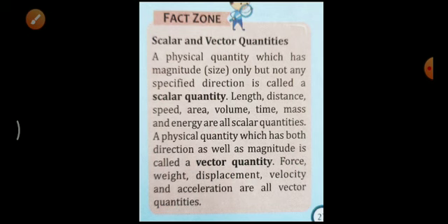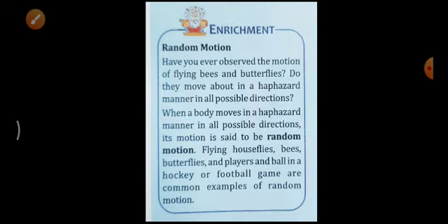Okay. So scalar and vector quantities, I hope all of you have understood. Then the next one, random motion. Different types of motion we have already discussed. Yes. So here one more type of motion is given, that is random motion.